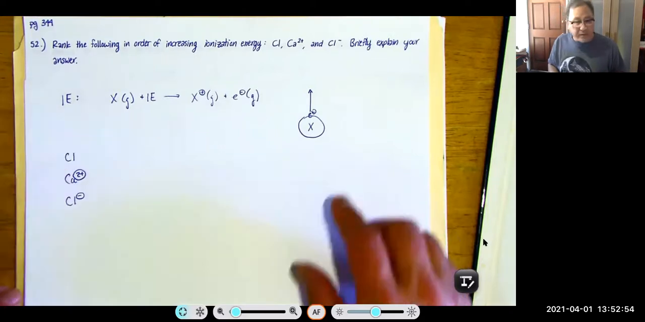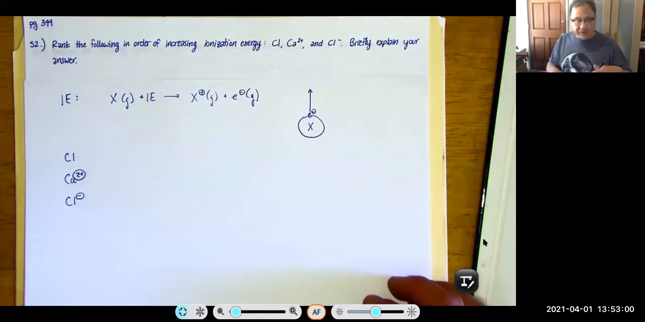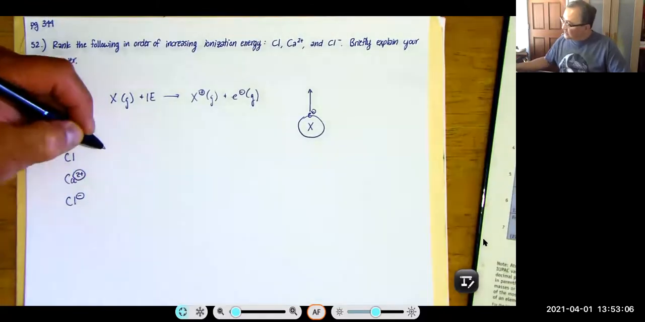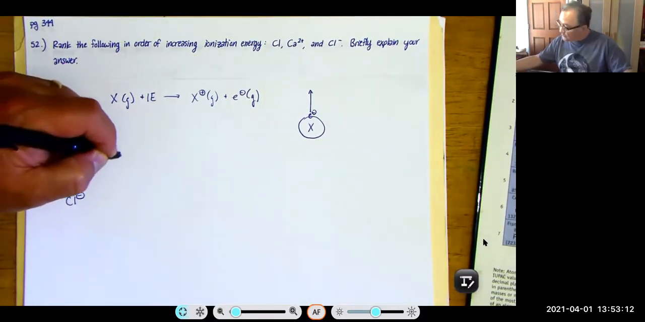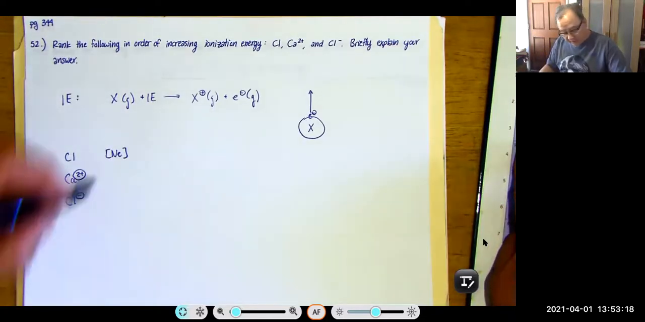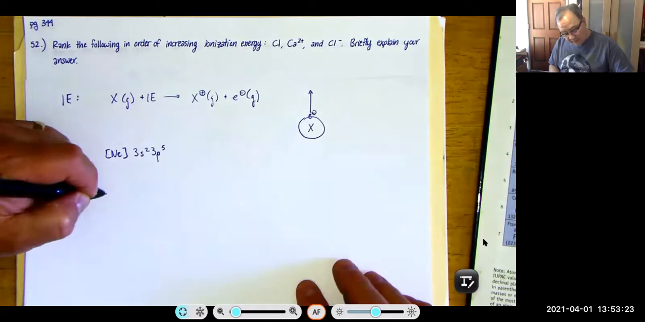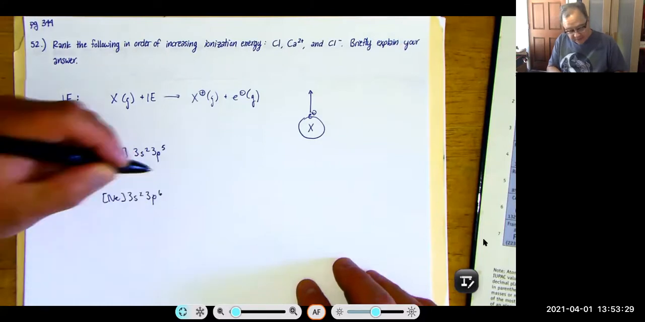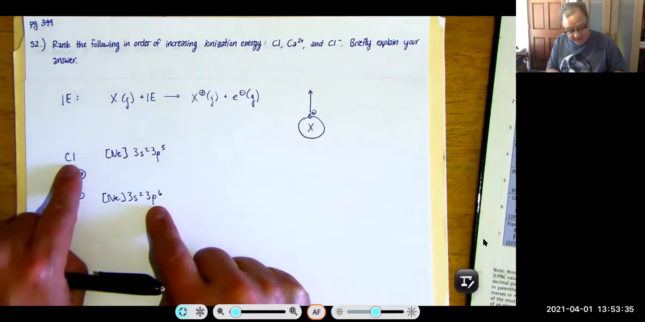So what we want to do here is examine which electron is being taken from each of these so that we can compare and see which one is going to be easier and which one's harder. So chlorine, if we start here at neon, it's going to have an electron configuration of neon 3s2 3p5. For chloride ion, it will be neon 3s2 3p6. So here, this is 3p6 because it's the same as chlorine, but it has one extra electron.